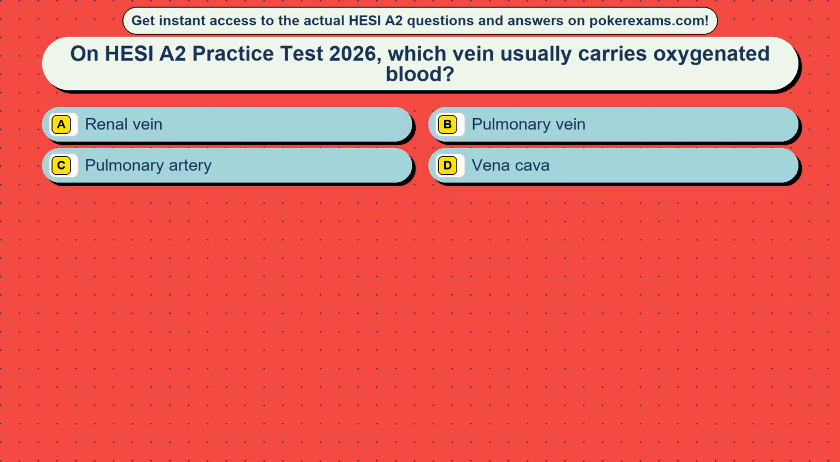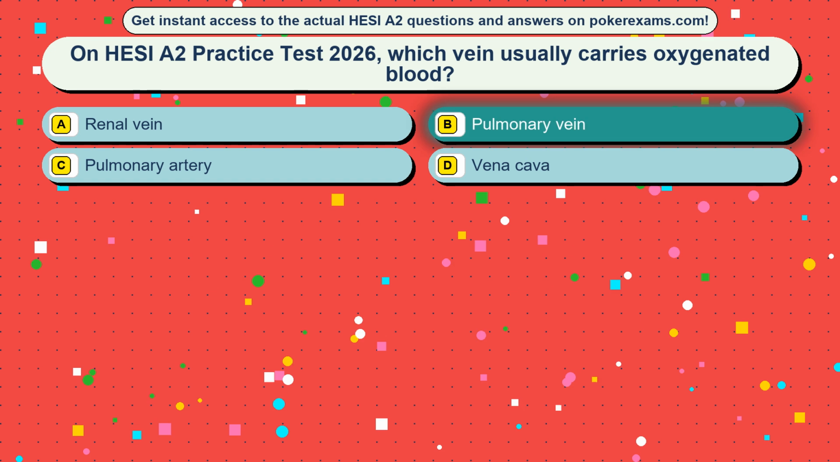Question 24. On HESI A2 Practice Test 2026, which vein usually carries oxygenated blood? Option A, renal vein. Option B, pulmonary vein. Option C, pulmonary artery. Option D, vena cava. The correct answer is option B, pulmonary vein.